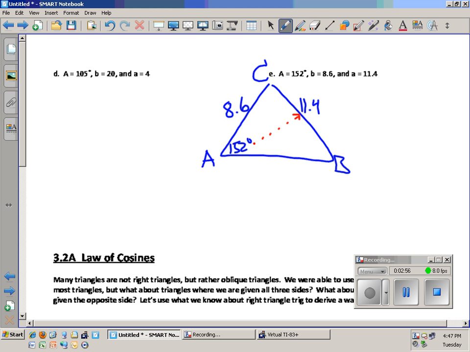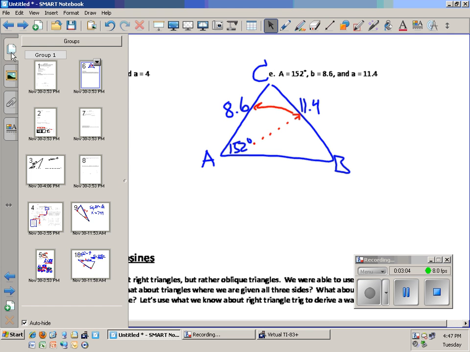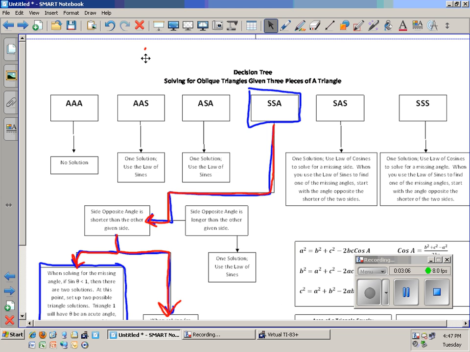The opposite side is longer than that side. The opposite side is longer. Well, let's check our sheet. What does that say? The sheet says side angle. Come down here. The side opposite the angle is longer than the other given side. So we have one unique solution. We use the law of sines.